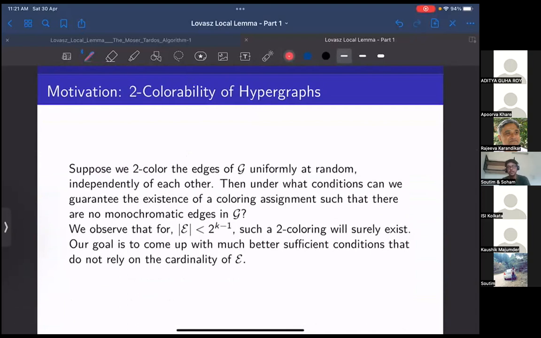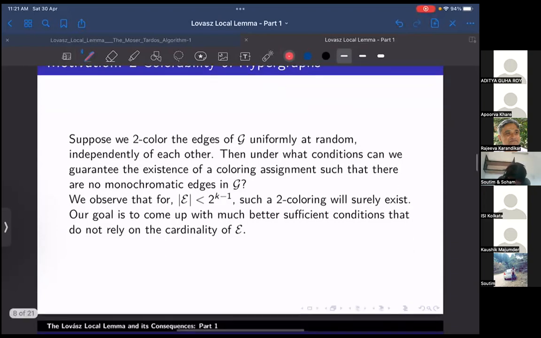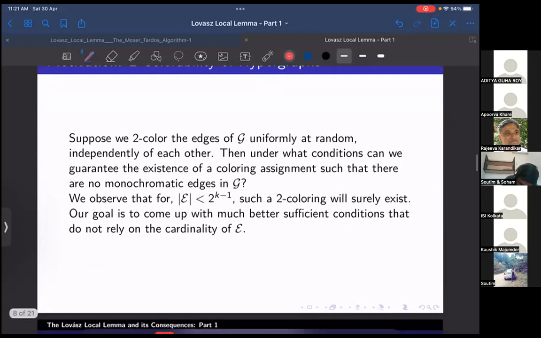Suppose we color the vertices of a hypergraph G uniformly at random, independently of each other. Then under what conditions can we guarantee the existence of a coloring assignment such that there are no monochromatic edges in G? So this is the question that we are asking now. Oh, I'm sorry, this should be vertices and not edges.